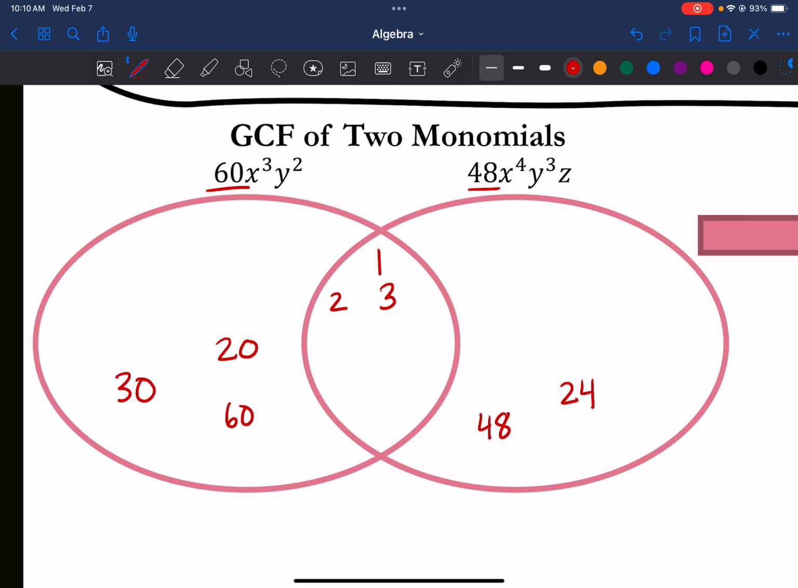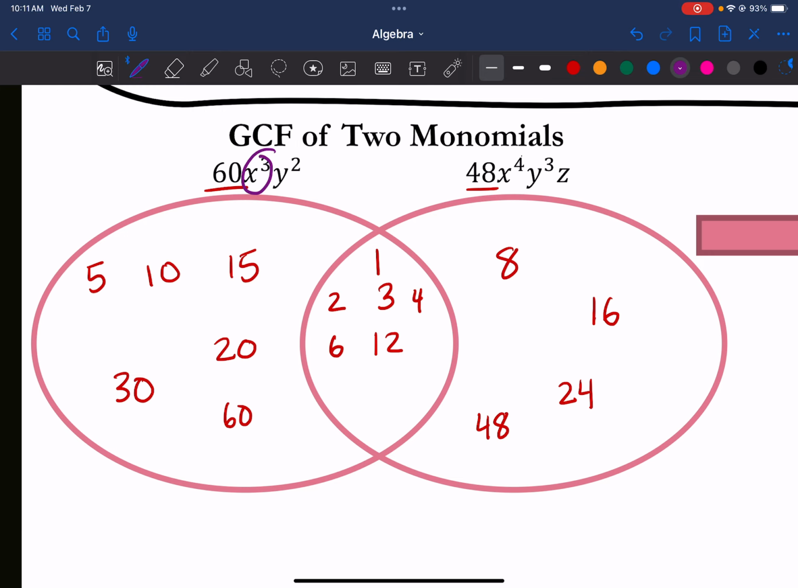We also have 3. 3 and 20, 20 doesn't go into 48. 3 times 16, 16 doesn't go into 60. All right, so you just kind of want to sit here and think. Other factors: 4, 6, and 12, 5, 10, and 15. And then on the 48, you have 8 left. That takes care of our factors. They share 1, 2, 3, 4, 6, and 12 in common.